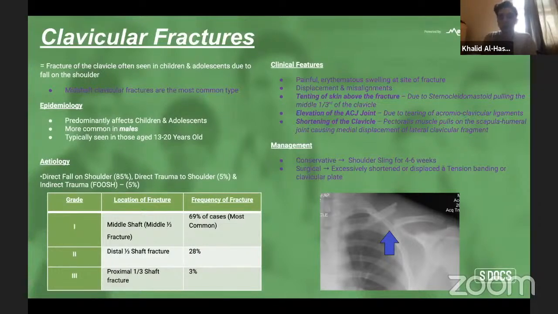The management that we generally tend to recommend for clavicular fractures is either conservative or surgical. Conservative would involve the use of a shoulder sling, and it's probably more recommended for cases in which there is not that much displacement. Surgical, if excessively shortened or displaced, we do tension banding or use a clavicular plate.